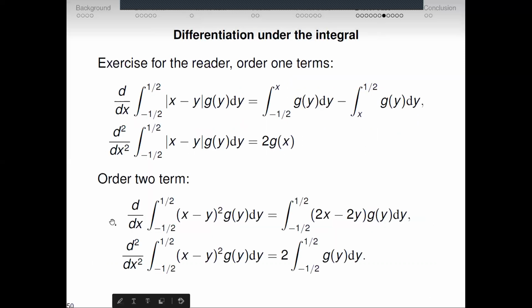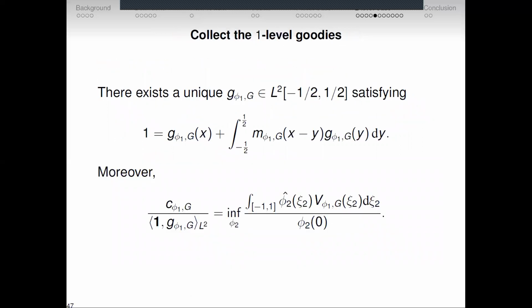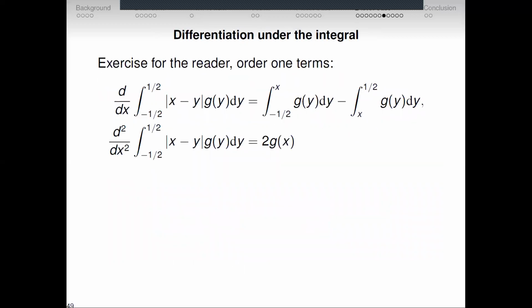And so just going back to the previous slides, if we know that G satisfies this particular integral equation, the thing to notice on the left-hand side is that 1 is constant. So when you differentiate, what you eventually get is just 0. And then we recall that m is just some quadratic polynomial in the absolute value of x. As you might recall from calculus, when you differentiate a quadratic polynomial twice, you get a constant, and when you differentiate it 3 times, it completely vanishes. And that's exactly what happens.